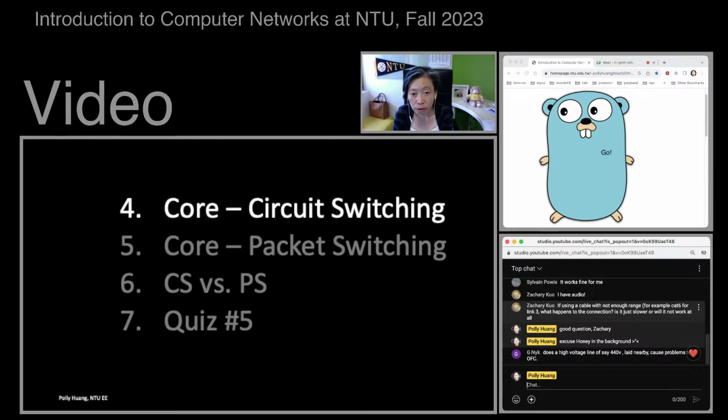And another question from Nicholas. Okay, I guess you now have audio. Good for you. Voltage line. Ooh, 440. That is super high voltage. If it's nearby, would it cause a problem to the optic fiber? That's a super good question. If it's copper wire, I think it's very likely a really bad influence.